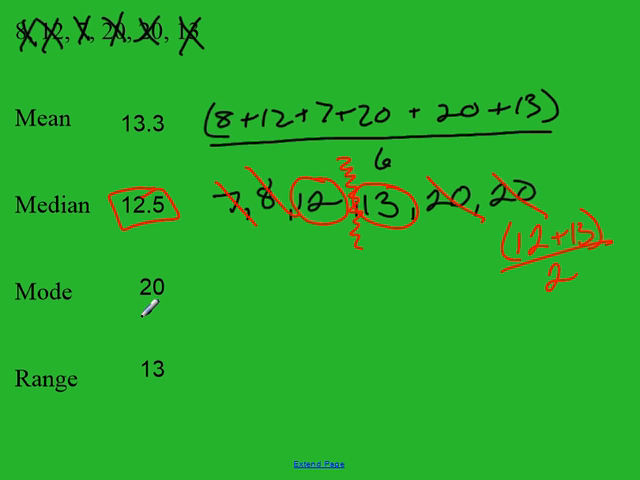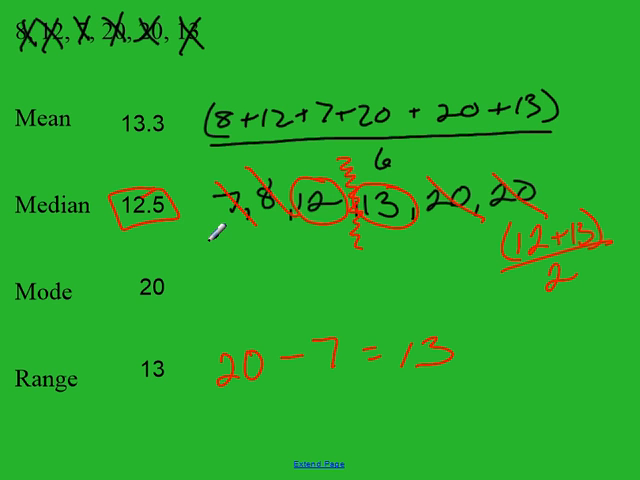My mode is the number that occurs most often. I can look from my list of least to greatest that 20 occurs twice, nothing else does. So my mode is just 20. And my range is the largest number minus the smallest. 20 minus 7 equals 13.